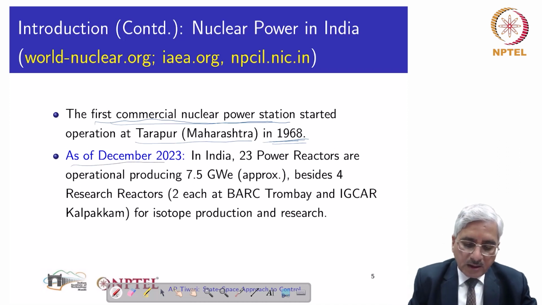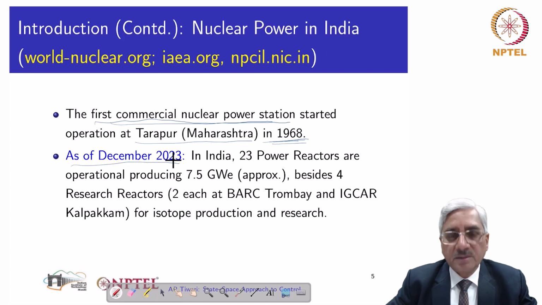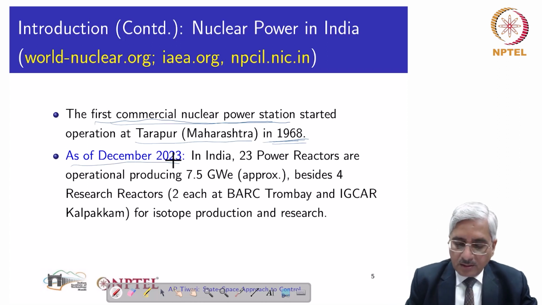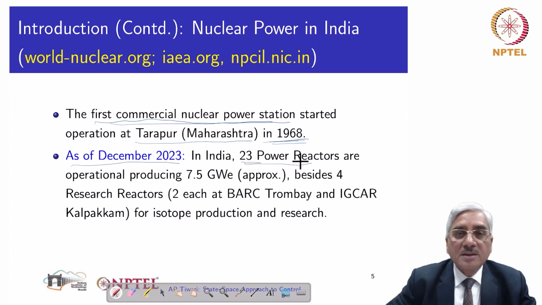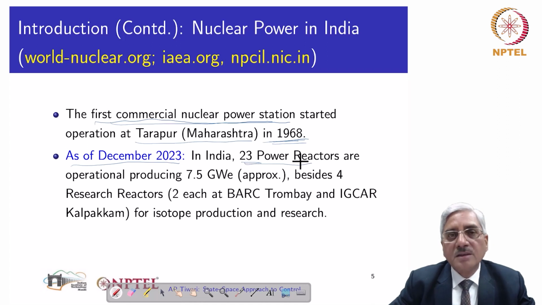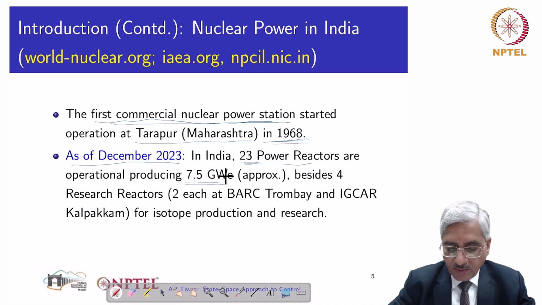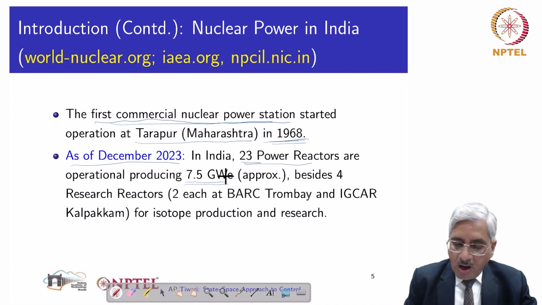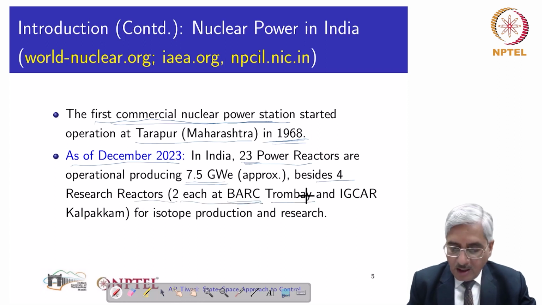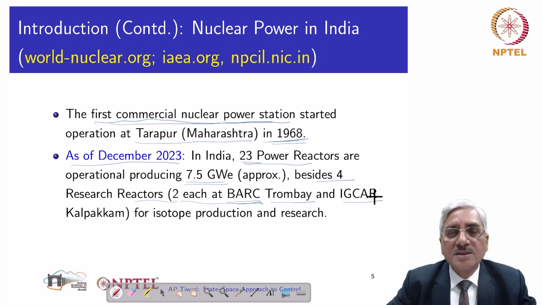By the end of the last year, 2023, 23 power reactors are operational in the country, producing approximately 7.5 gigawatt electrical energy. There are 4 research reactors, 2 at Bhabha Atomic Research Center, Trombay, and 2 at Indira Gandhi Center for Atomic Research at Kalpakkam in Madras.